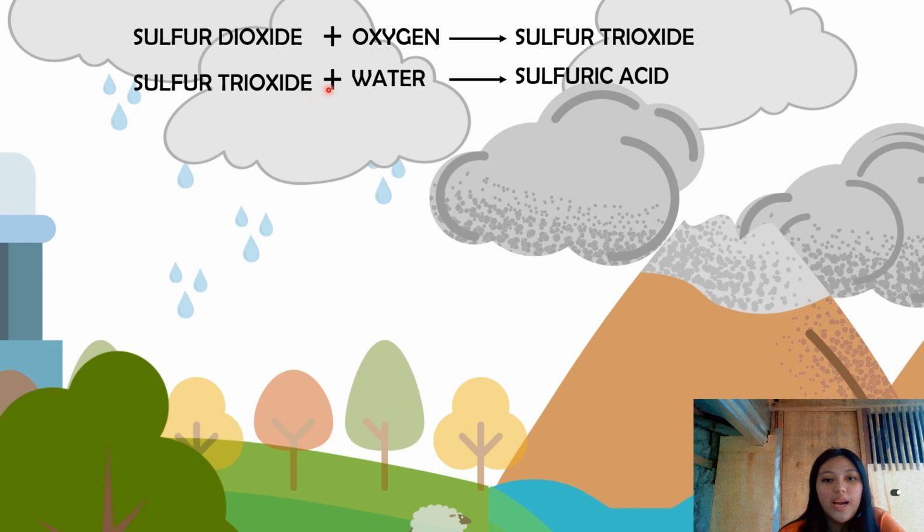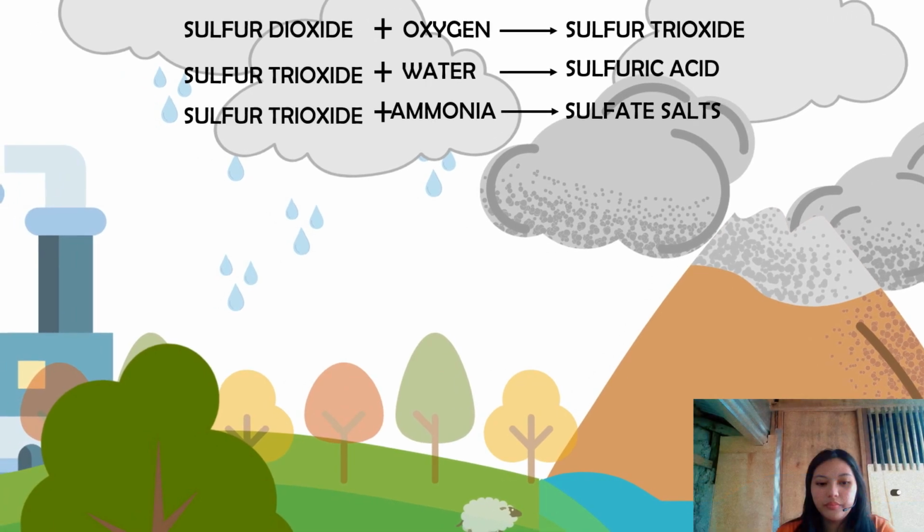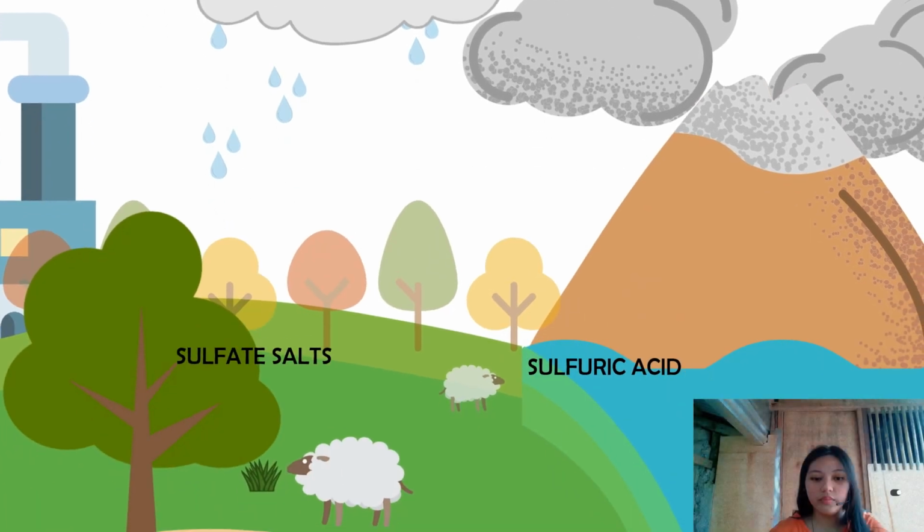Sulfur trioxide reacts with atmospheric water, or H2O, and creates sulfuric acid. Sulfur trioxide also reacts with ammonia to produce tiny particles of sulfate salts. The winds carry droplets of sulfuric acid and particles of sulfate salts, which then fall to the earth by precipitation, such as rainfall and acid rain. They eventually make their way to soil and ocean.